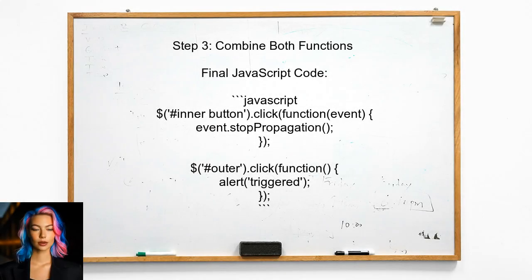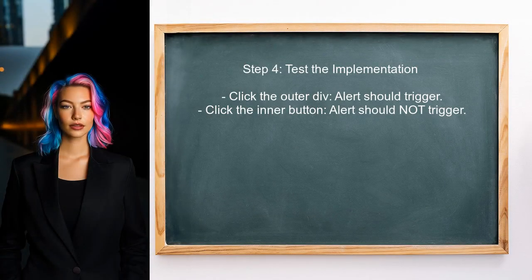Now let's put it all together. The user should have both the event listener for the inner button and the click function for the outer div in their JavaScript code. Finally, the user can test the implementation. When clicking the outer div, the alert should trigger, but clicking the inner button should not trigger the alert.